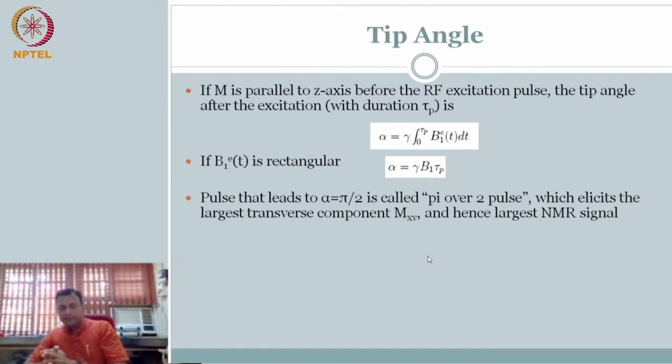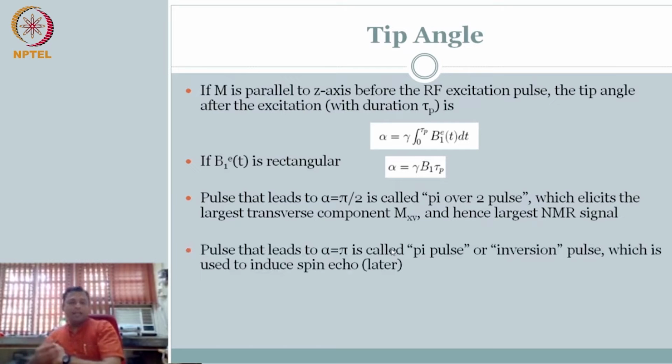When you apply a pi over 2 pulse, it implies the magnetization vector has been excited and pushed to the transverse plane, which will elicit maximum signal. You remember M_xy, the transverse component, gives you the signal. That gets you the maximum signal if it is on the floor.